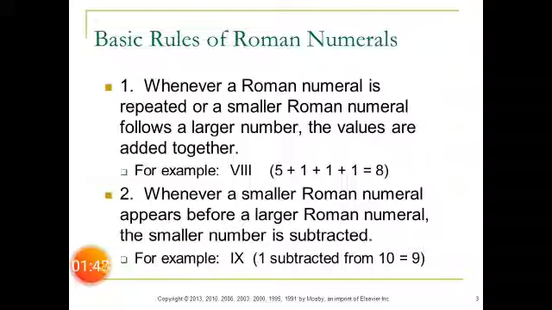Number 2 point. Whenever a smaller Roman numeral appears before a larger Roman numeral, the smaller number is subtracted. For example, IX. I is represented by 1 and X is represented by 10. 1 subtracted from 10 is equal to 9, or IX is represented by 9. Is it clear? Moving towards the next slide.